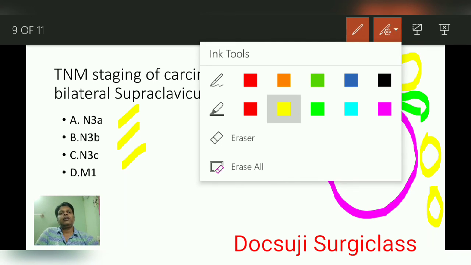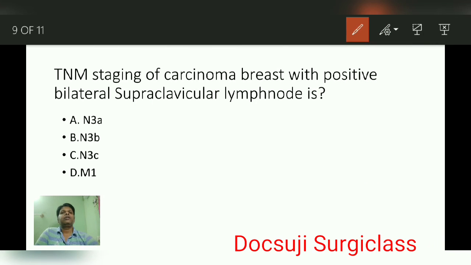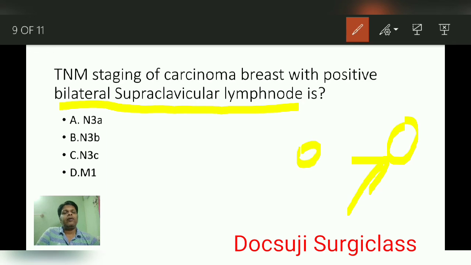Here the question says bilateral supraclavicular. Bilateral means not only ipsilateral, the lymph node is present on the opposite side also. So any lymph node apart from ipsilateral, if you are getting it on the opposite side, that comes under M1. So your answer will be M1.